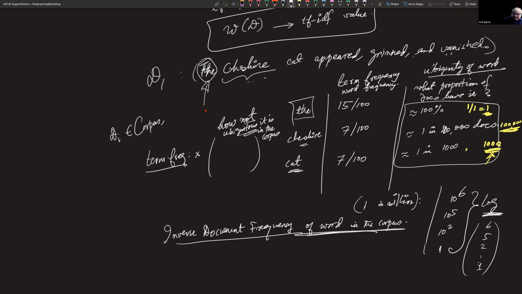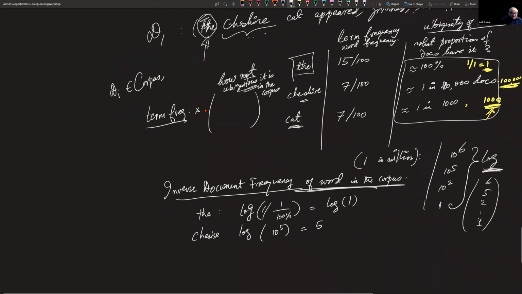So for example, now let's look at this. Suppose the word was 100% present. So 1 over 100%, and then you take the log of it, is log of 1. The word Cheshire would be 1 in 100,000. So you do 1 over 1 in 100,000, so it is log of 100,000, which is 10 to the 5. Let's say that you're doing log base 10. So it is 5.